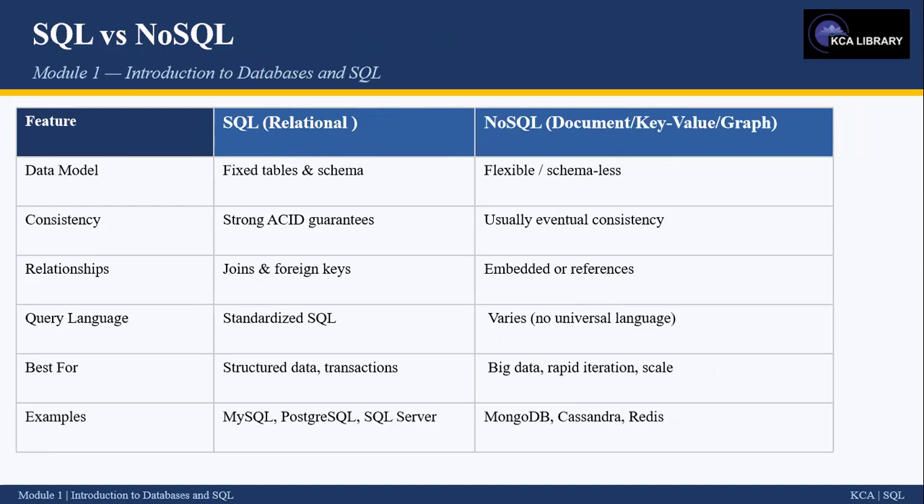Now, many people ask, what about NoSQL? Here is a simple comparison. SQL uses fixed tables and a strict schema, while NoSQL is flexible and schemaless. SQL gives you strong ACID guarantees, very important for transactions, while NoSQL usually offers eventual consistency. Relationships in SQL are handled beautifully with joins and foreign keys, and most importantly, SQL has one standardized query language, while NoSQL tools have different languages.